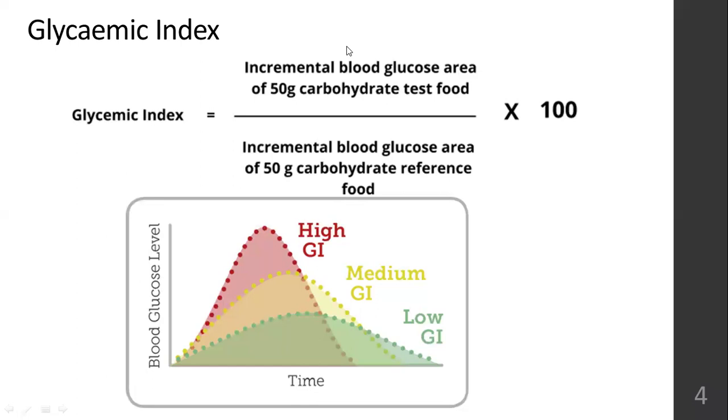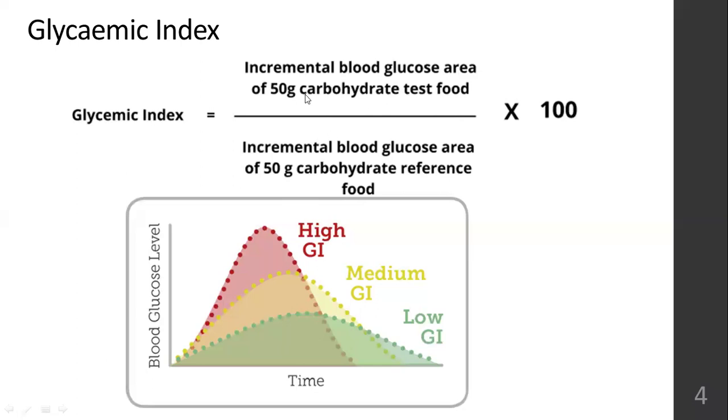See your numerator here: incremental blood glucose area of 50 gram of carbohydrate test food. Whatever test food you are taking, it should have carbohydrate, because carbohydrate can give a glucose spike.